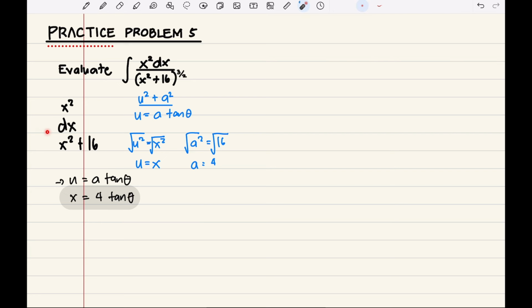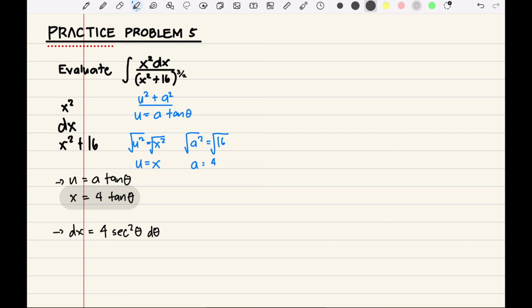Let us now find a substitution for dx. Finding a substitution for dx, we simply differentiate or get the differential of x is equal to 4 tangent theta. So getting the differential of x, so we have differential x is equal to the constant 4, and then the derivative of tangent theta is secant squared theta. And then, since differential yung kinukuha natin, we have differential theta.